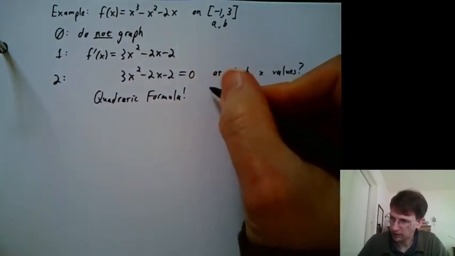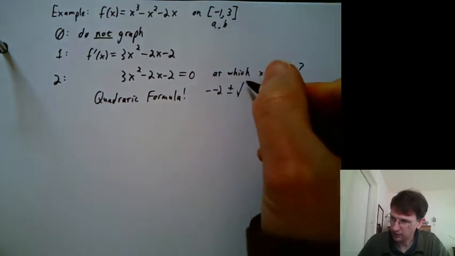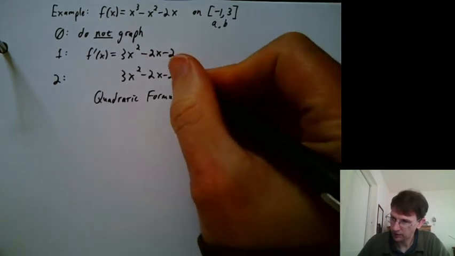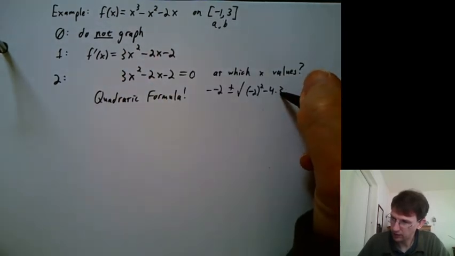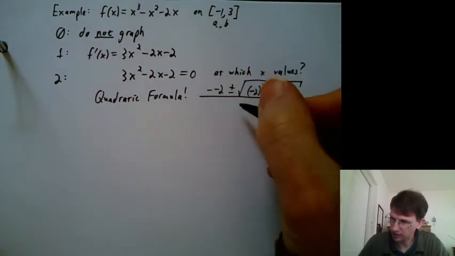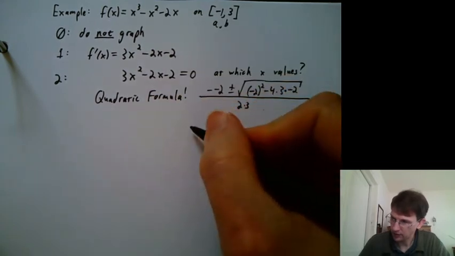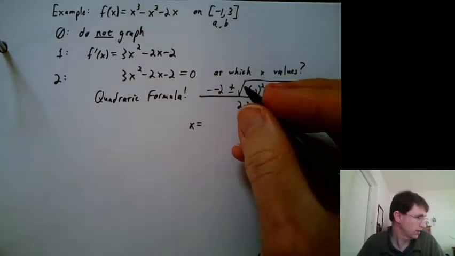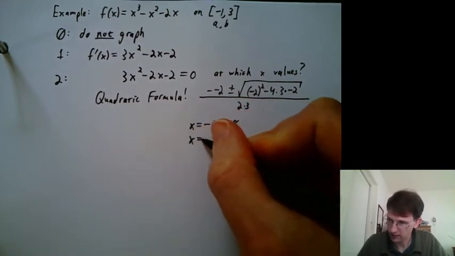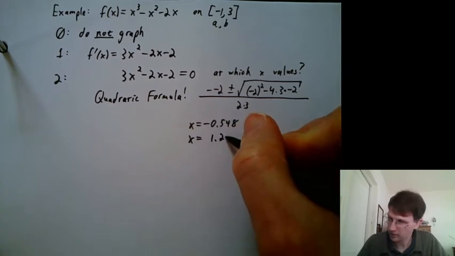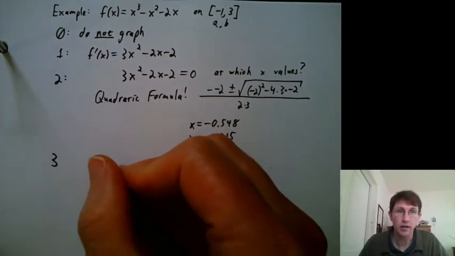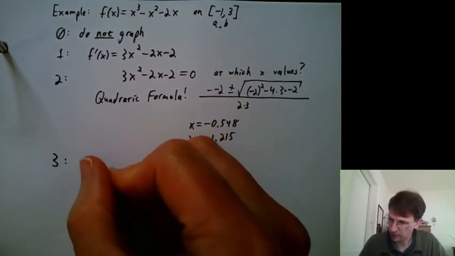So you'd say -2 plus or minus the square root of -2 squared minus 4 times this times that. So 4 times 3 times -2, all over 2 times that leading coefficient. So you get x equals -0.548-ish, and x equals positive 1.215-ish. All right, step 3, where is f prime non-existent?